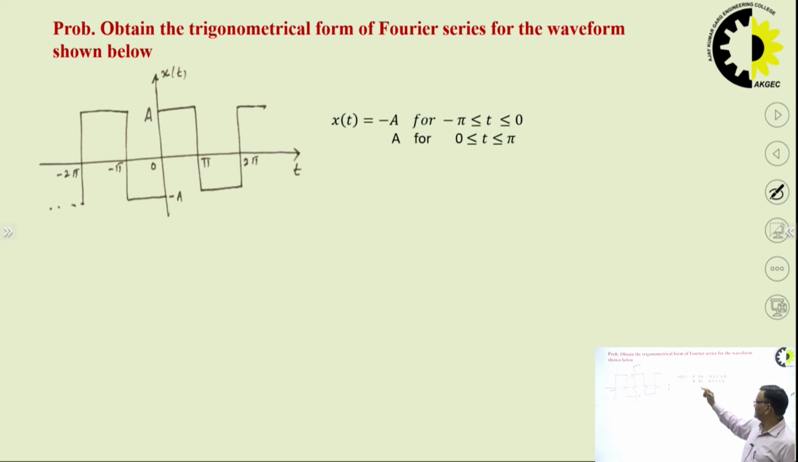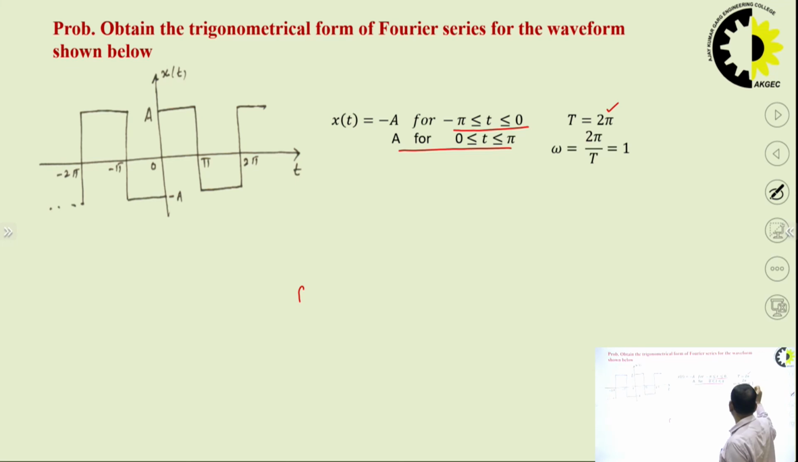So x(t) is minus A for the time period minus pi to 0, and it is A for 0 to pi. So if we take the time interval from minus pi to pi as one time period, or you can take 0 to 2 pi, the time period here is 2 pi. So we have written the expression for x(t). Now this is the time period 2 pi, so omega is 2 pi by T, so omega is 1.